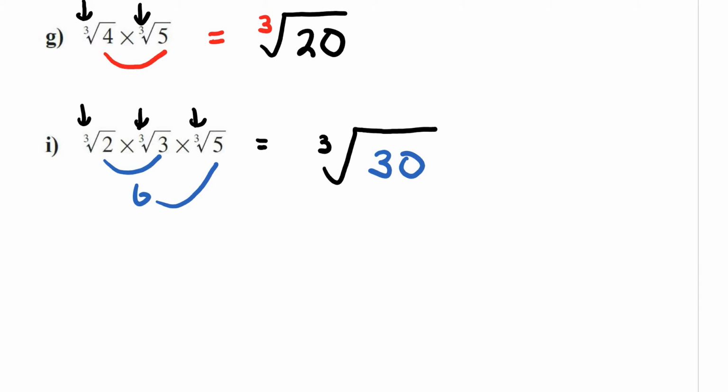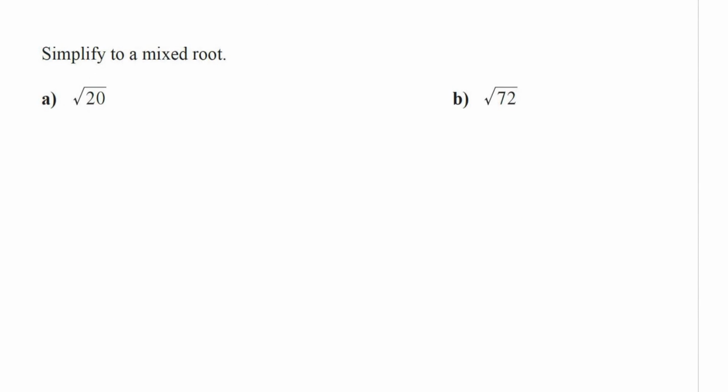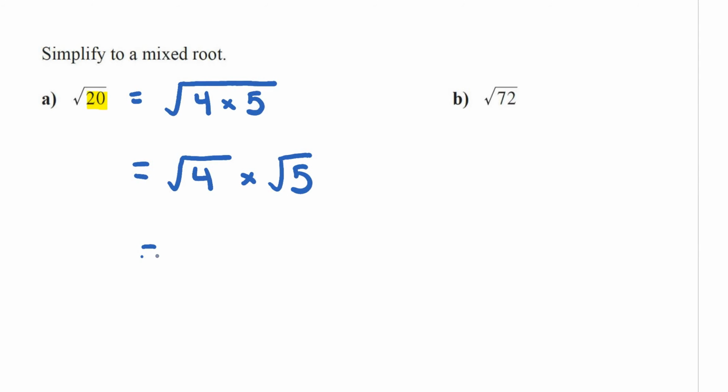Okay, let's move on to question number 3 now. So simplify to a mixed root. I'll do this 2 different ways. I know that 20 is the same thing as 4 times 5. And then I can break this down into individual radicals. So root 4 times root 5. And root 4 is 2, and the root 5 will remain, so the answer is 2 root 5. So that's method number 1, 2 root 5.